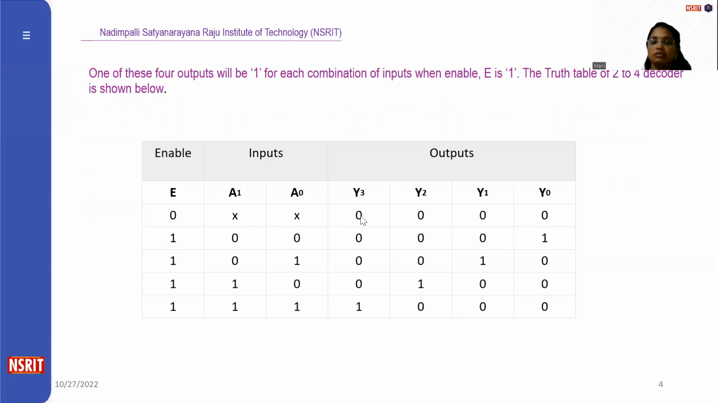So the output will be equal to 0, 0, 0, 0. If the enable input is high, then only the input combination will reflect in the outputs. So if enable equals 1 and the inputs are 0, 0, it will give the equivalent value for this 0, 0 code, so that we get a high output at Y0. For 0, 1, we get a high output at Y1. For 1, 0, we get a high output at Y2. For 1, 1, we get a high output at Y3. So this is the truth table of the 2 to 4 decoder.